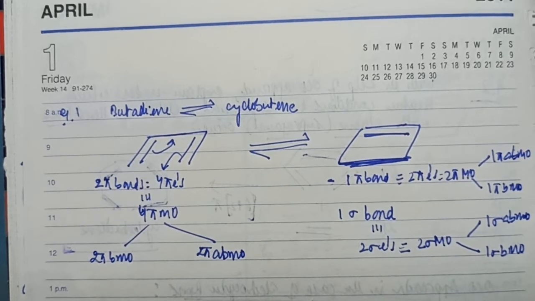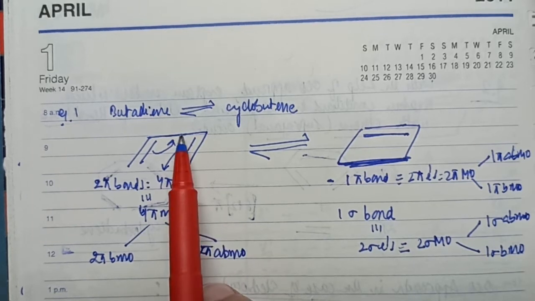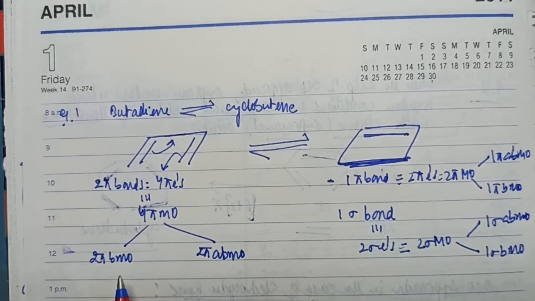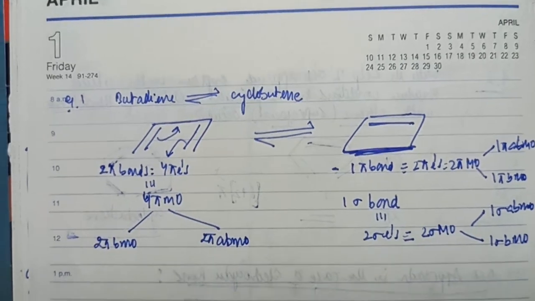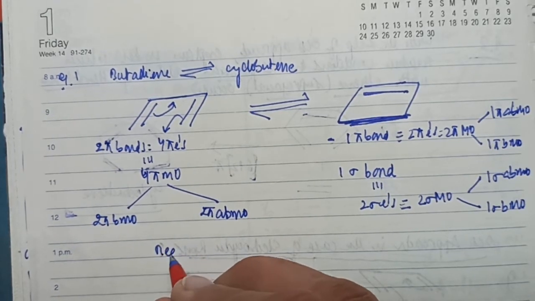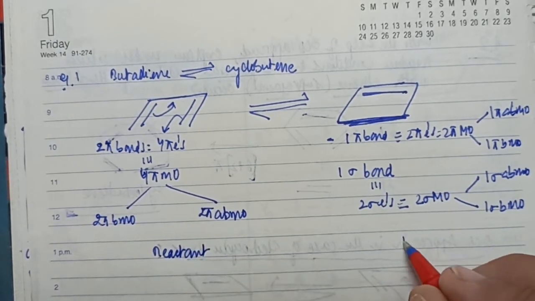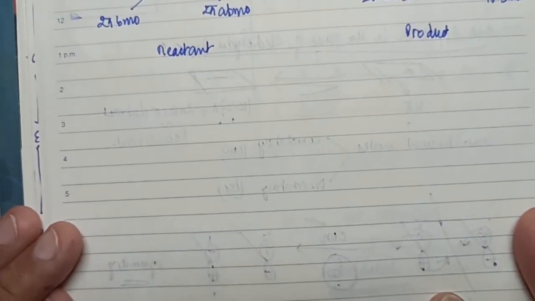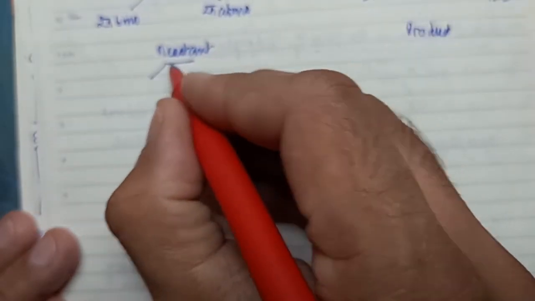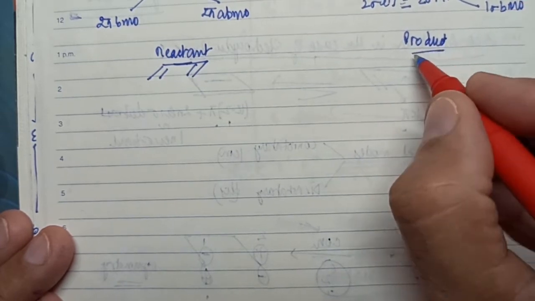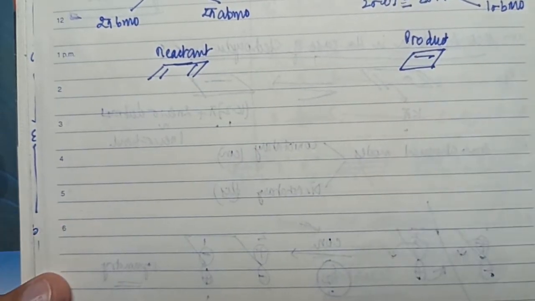Now, for this particular reaction, I need to draw 4 molecular orbitals corresponding to the reactant and 4 molecular orbitals corresponding to the product. We've already drawn the molecular orbitals corresponding to butadiene, so I won't waste time and will straight away draw. I'll write the reactant here, and I'll write the product here. Reactant is what? Butadiene, and product is what? Your cyclobutene.